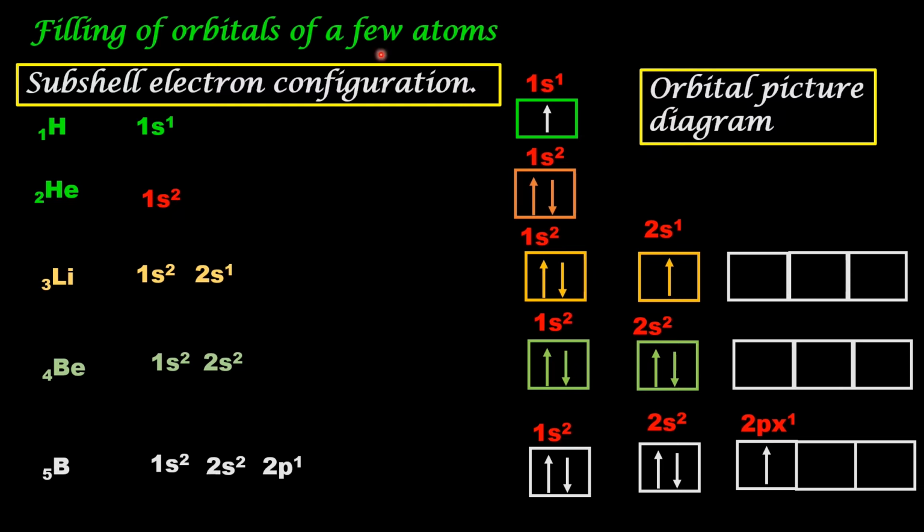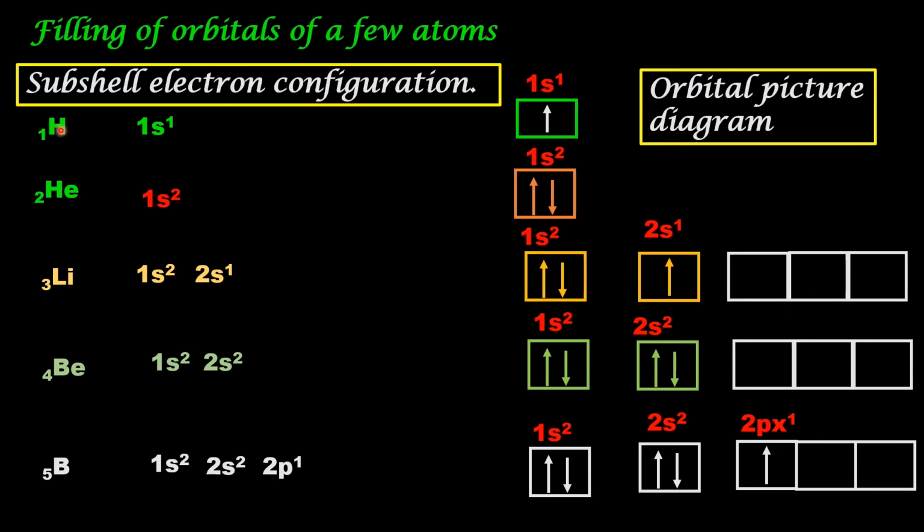Filling of orbitals of a few atoms. I have prepared a representation here. Let us see the details. This is the subshell electron configuration of the first 5 elements. And on the other side, I have given orbital picture diagram. The orbitals are shown as squares. The arrows in opposite direction are the electrons having opposite spin. Yes, s subshell has only one orbital, so there is only one square. P has 3 orbitals. That is what is shown here.